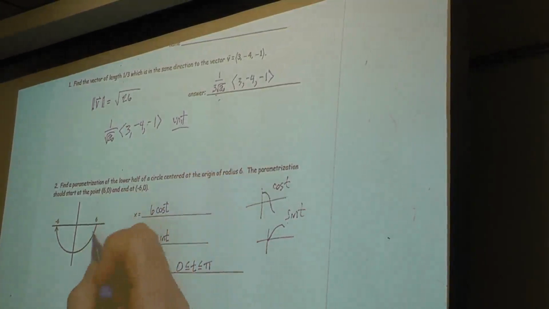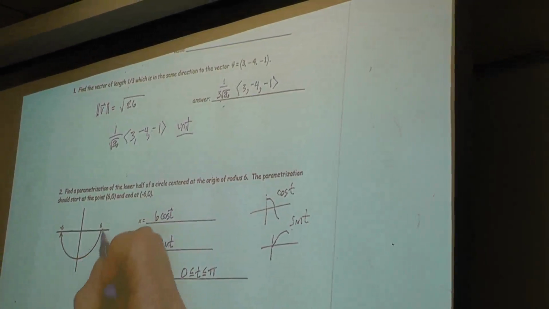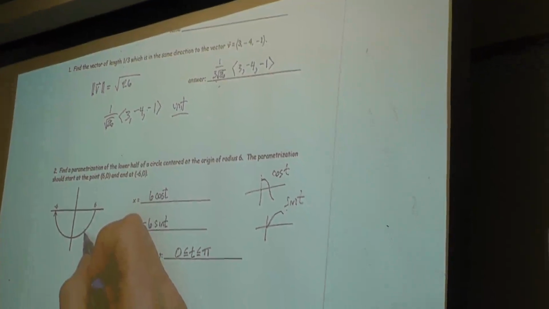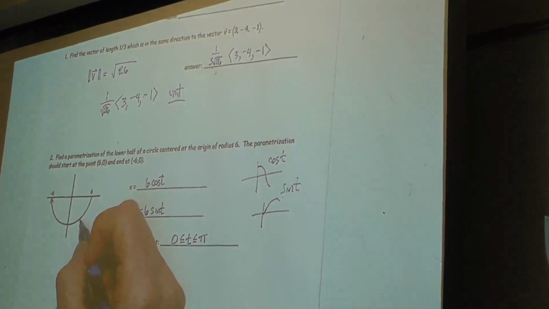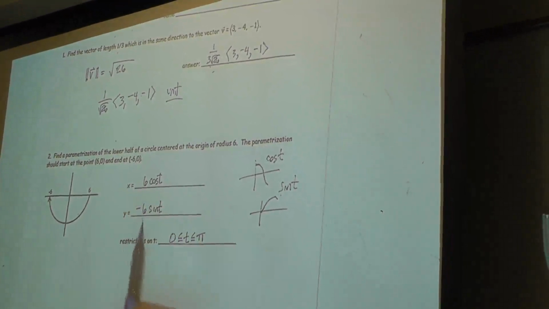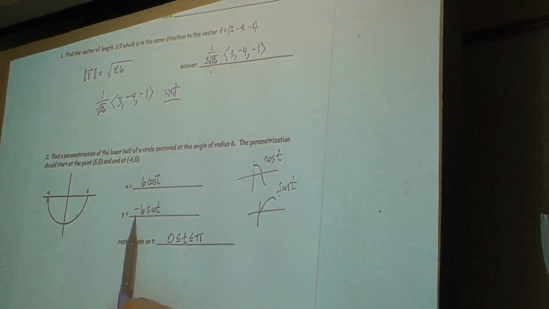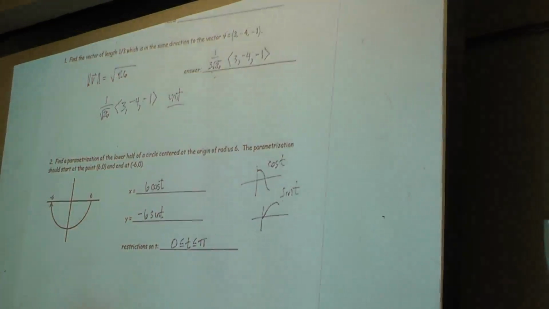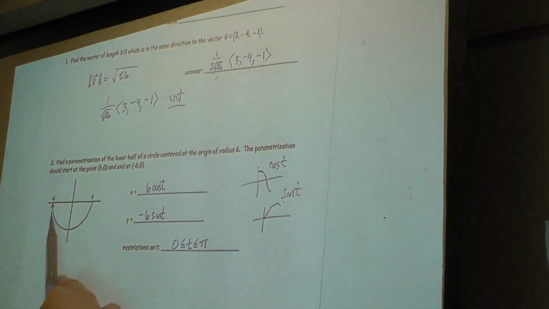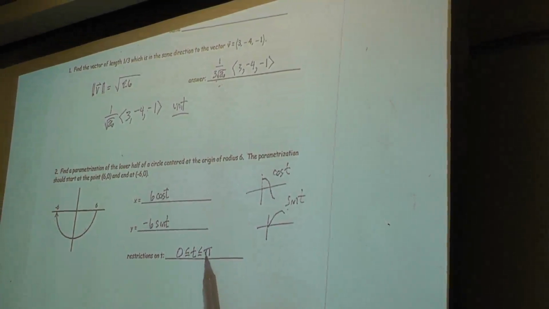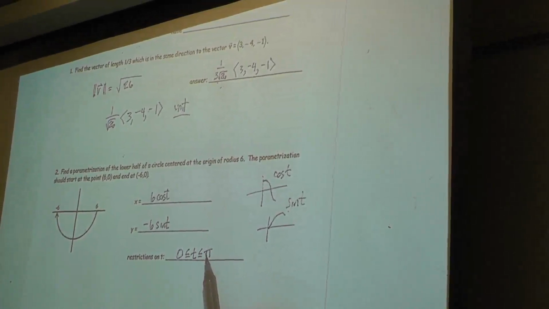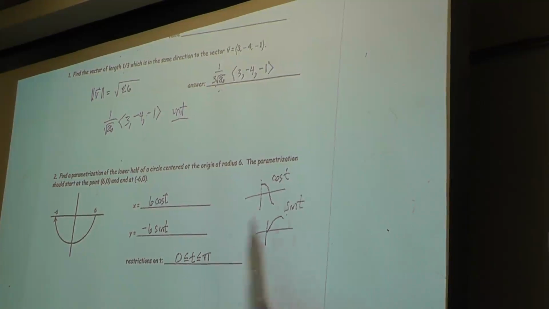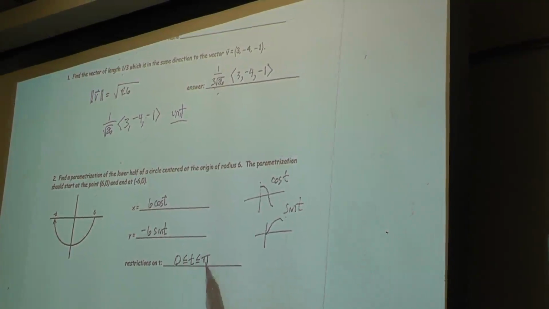If I want my rotation in this direction, I need my y values to be negative. So I throw a negative in front. That'll get the rotation this way. I want a half of a revolution. Go through 1/2 of the period of your trig functions. T runs between 0 and pi.